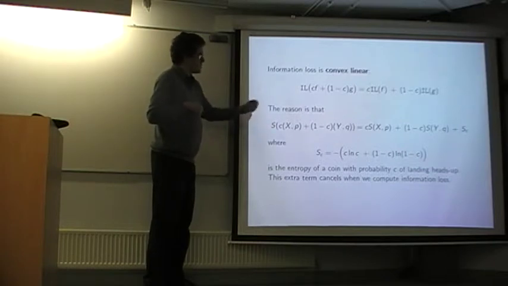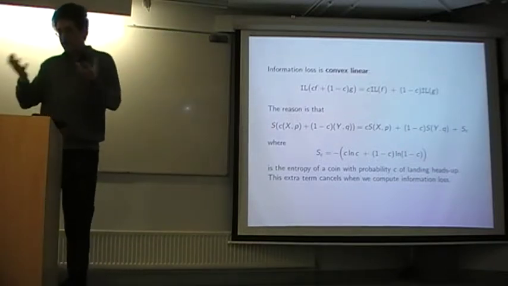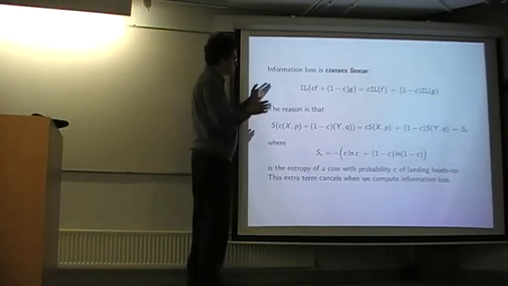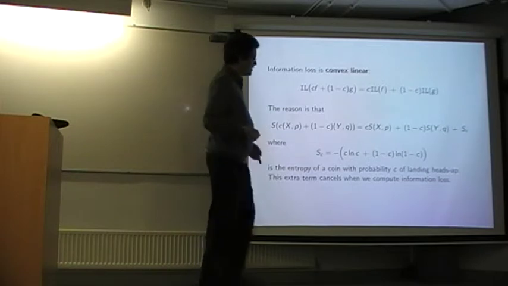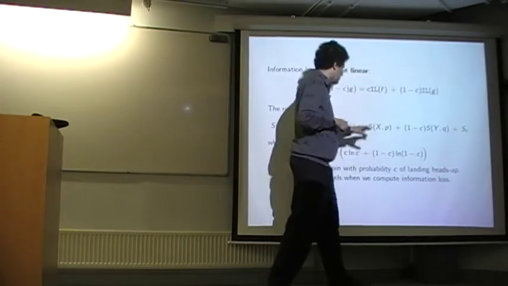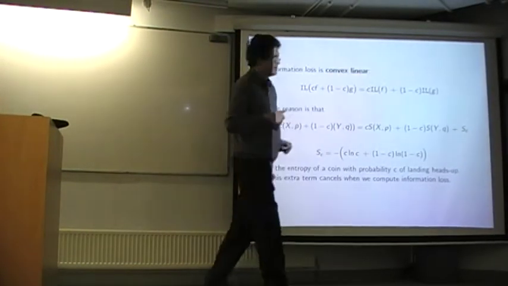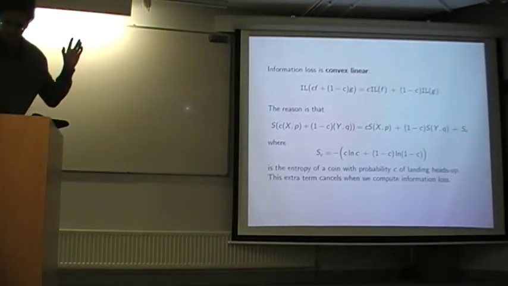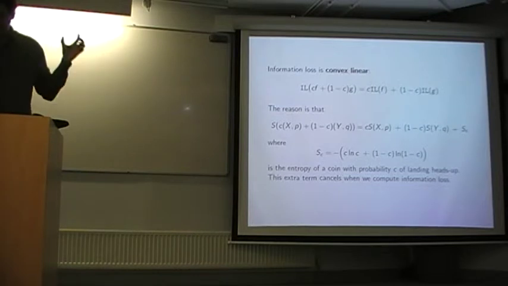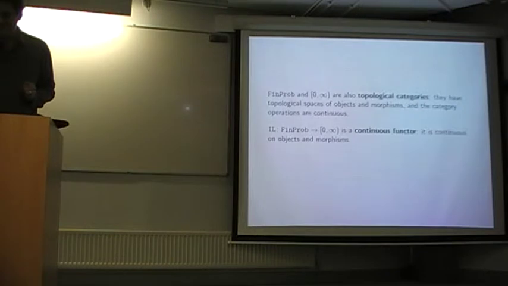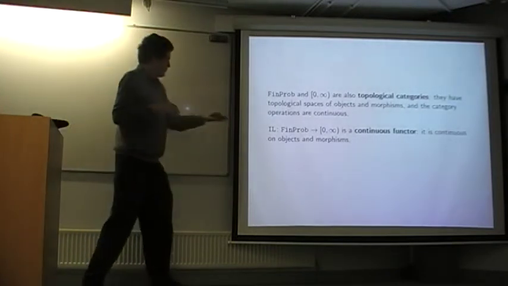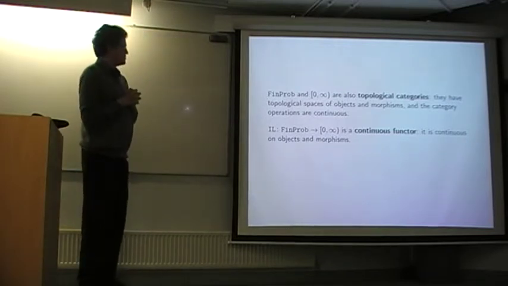But then information loss is a change in entropy. And so when you calculate information loss, you do a formula like this minus another one. And so this coin flip thing cancels out, and we're left with just a linear law. So it's simpler, actually, to think about the information loss of a process rather than the information in a probability measure space. It is a simpler law. So it's convex linear, and information loss is also continuous.